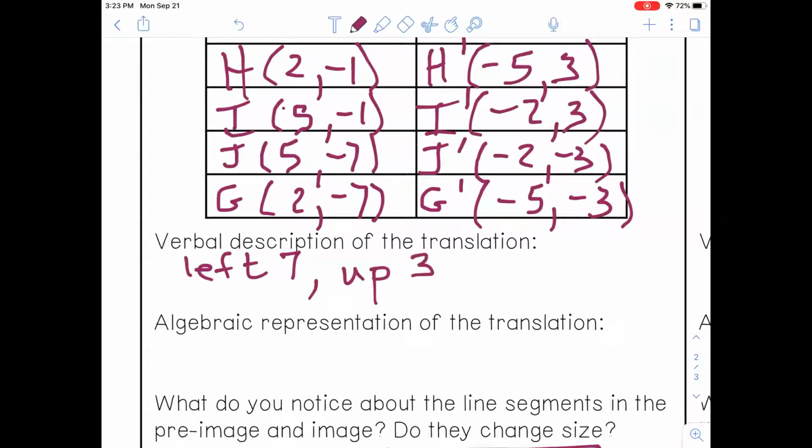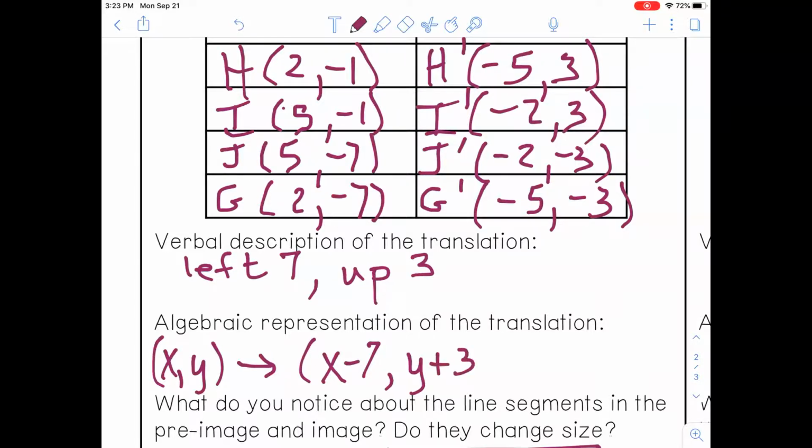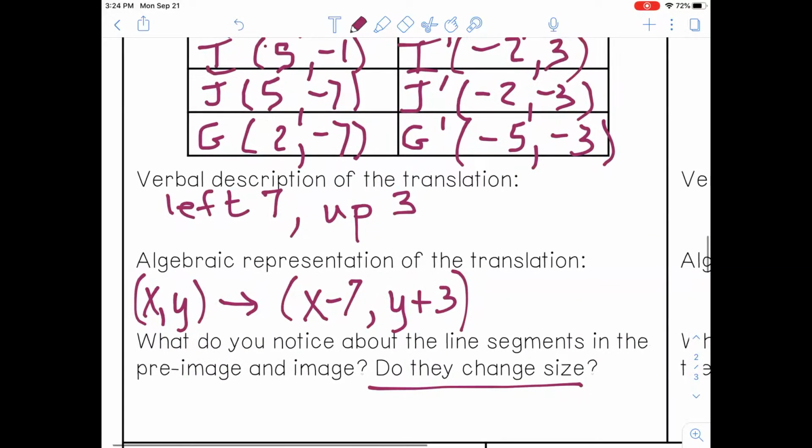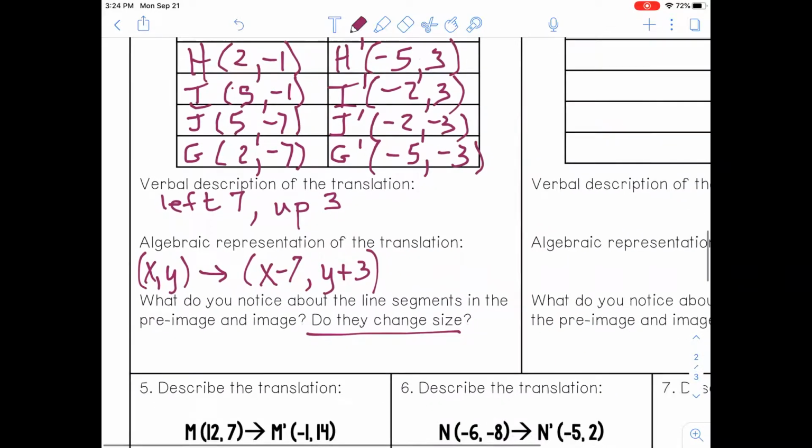Algebraic representation would be (x, y) becomes (x - 7, y + 3), because it went to the left 7, and up 3. Okay, they're not changing size. They're just translated. Same size.